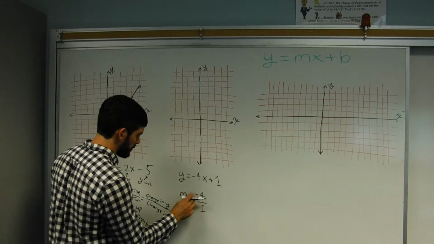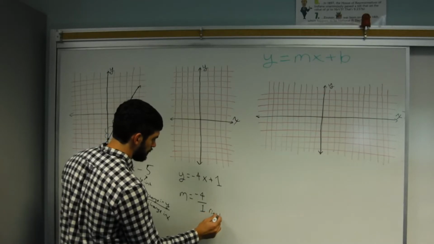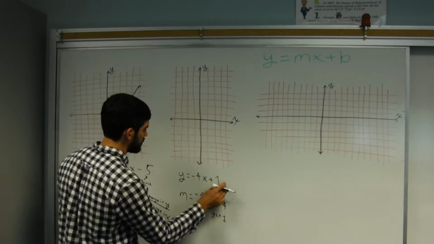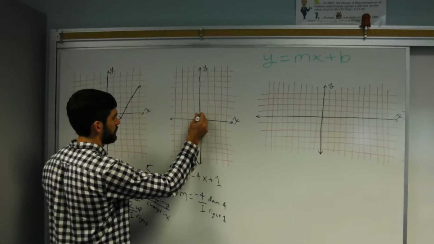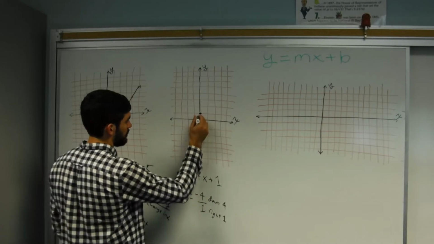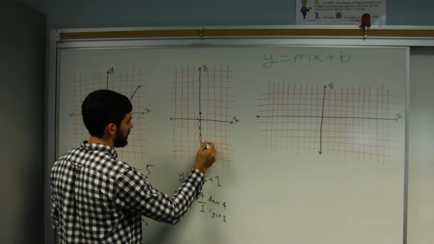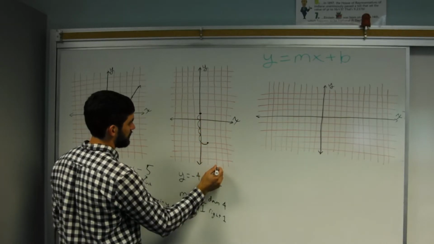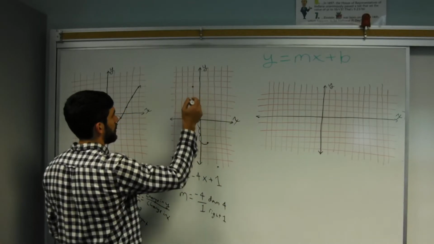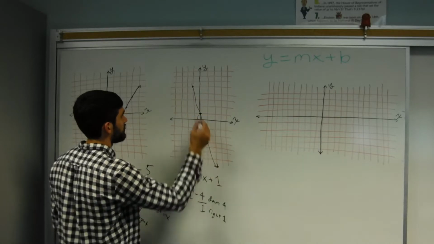So what this means when I have a negative here is I'm still going to go right 1, but instead I'm going to go down 4. So first we'll plot our y-intercept, which is +1. Now for our slope from there, we're going to go down 4, 1, 2, 3, 4, and right 1, and that would be our point. We could just keep going, and we get a line that looks like this.